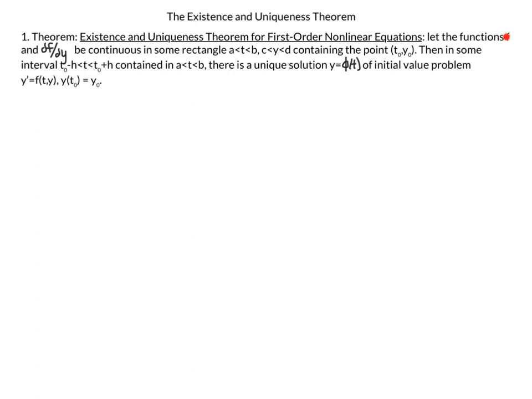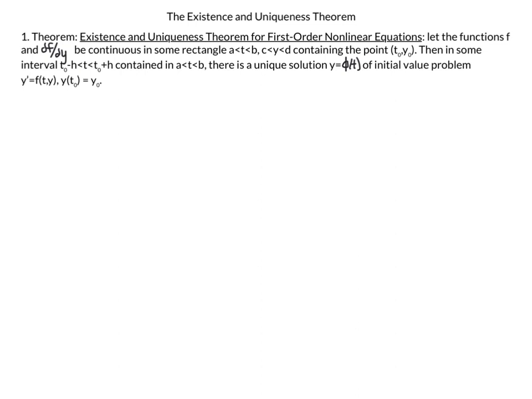So let the function f and the function df dy be continuous on some rectangle where t goes between a and b, so that's our domain for f, and y goes between c and d, that's our domain for our derivative, and it contains the point t naught, y naught. Then in some interval t between t naught minus h and t naught plus h, contained in the interval t from a to b, there is a unique solution y equals phi of t of the initial value problem, y prime equals f of t, y, y of t naught equals y naught.